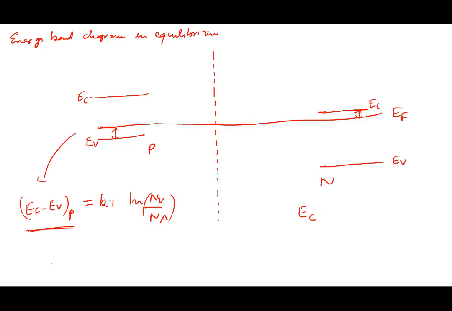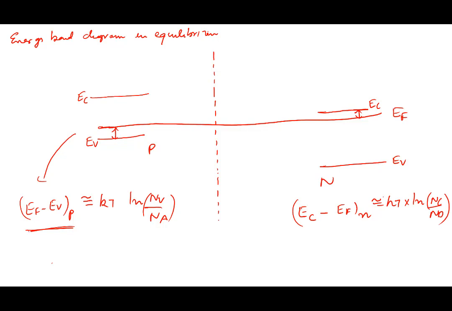We know that this is going to be EC here and EV here. So we know EC minus EF in the N region is kT ln NC by ND. Now of course I should put an approximation here, because remember, these results were obtained when the doping is moderate and the Fermi energy is away from the conduction band or valence band by at least 3 kT. So these are approximate expressions.